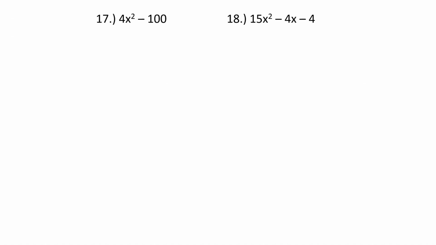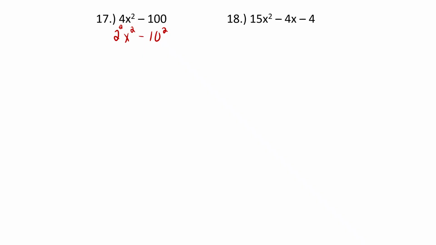All right, now this one is kind of interesting. So I'm actually going to work this one out 2 different ways. What you've got there is the difference of squares. 4 is a perfect square, x squared is a perfect square, and 100 is a perfect square. So looking at that, you've got 2 squared x squared minus 10 squared.